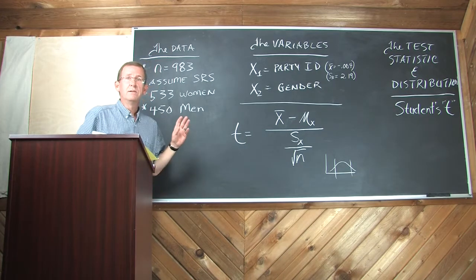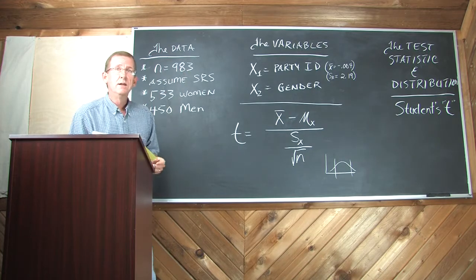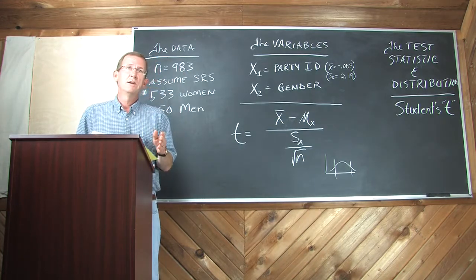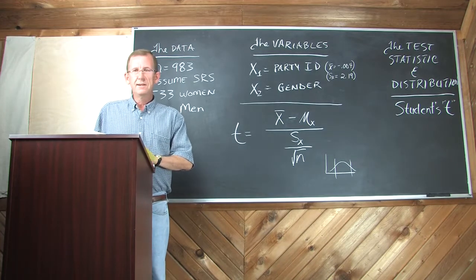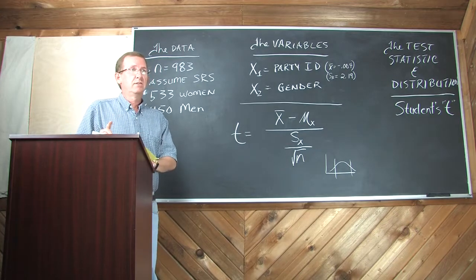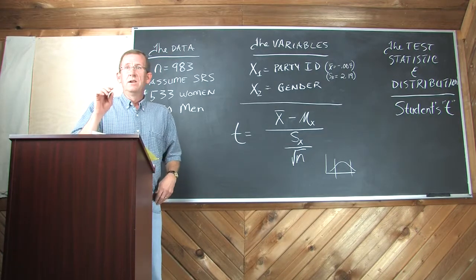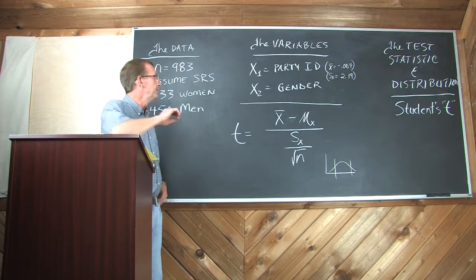These data are real. A sample of 983 likely voters from 1998. So they're real and they're historic. No, excuse me, from 1996. So that's a presidential election that pitted incumbent Bill Clinton against Republican challenger Bob Dole. Clinton won.